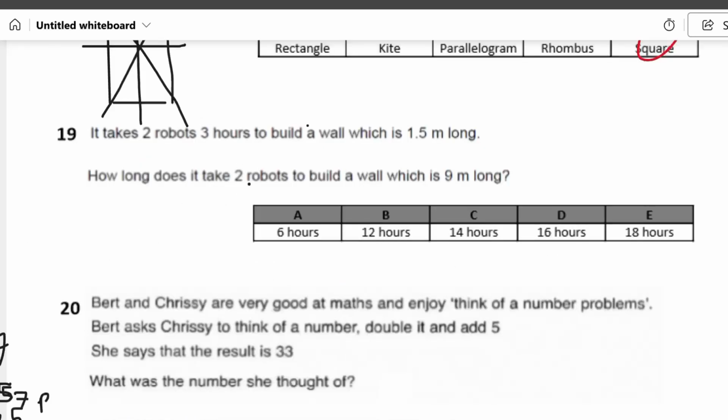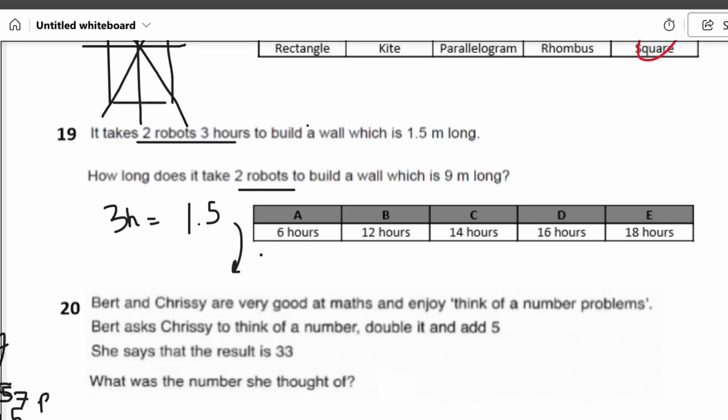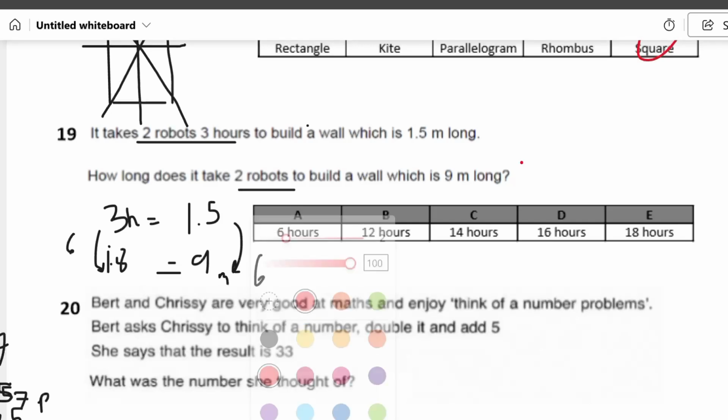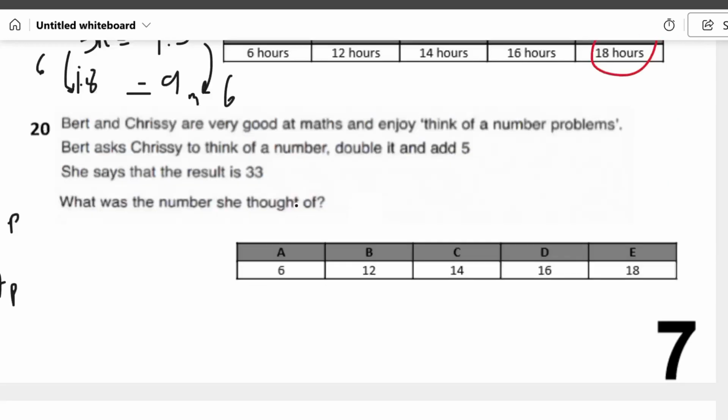So for the 2 robots, they're staying the same. The only information we need for question 19 is it takes 3 hours to build one that's 1.5 meters long. So to build one that is 9 meters long, we have to multiply it by 6 each side to get 9 meters. If we multiply the right hand side by 6, we're going to multiply the left hand side by 6 as well to get 18 hours. That is going to be solution E.